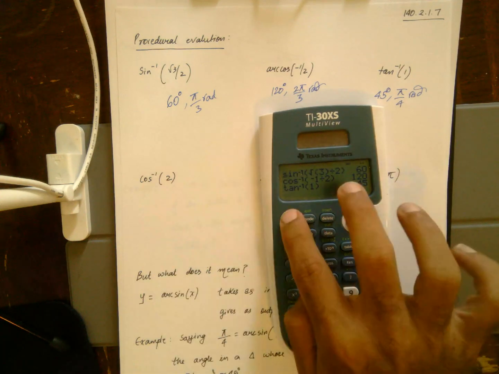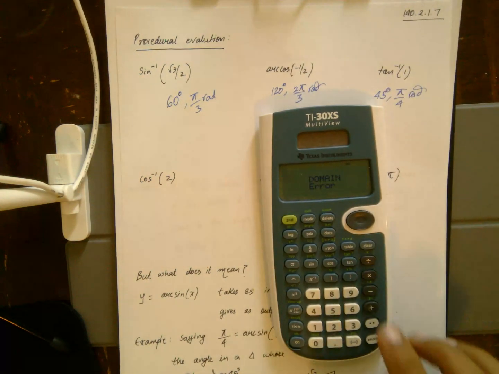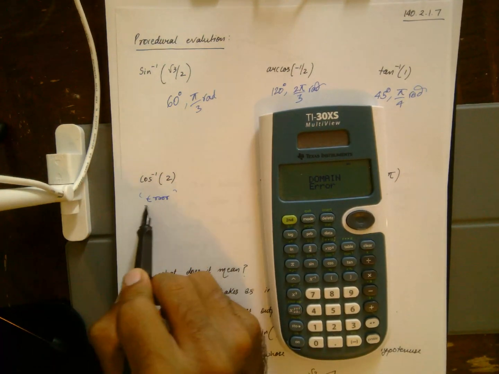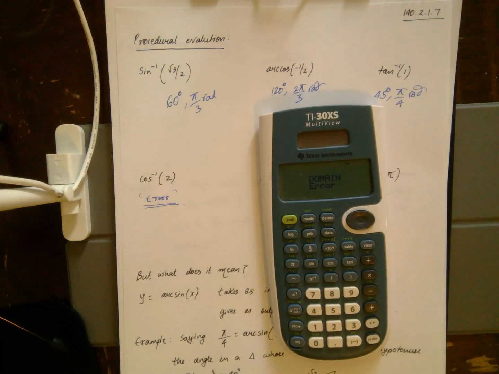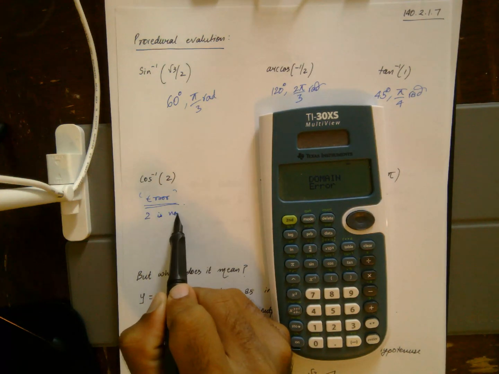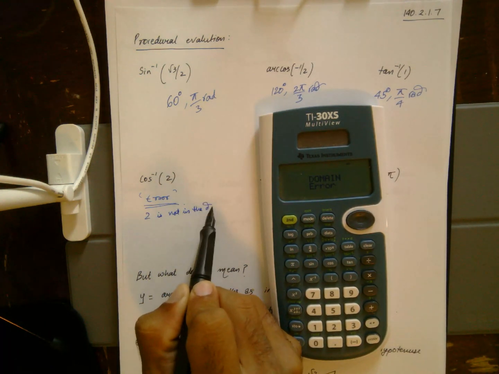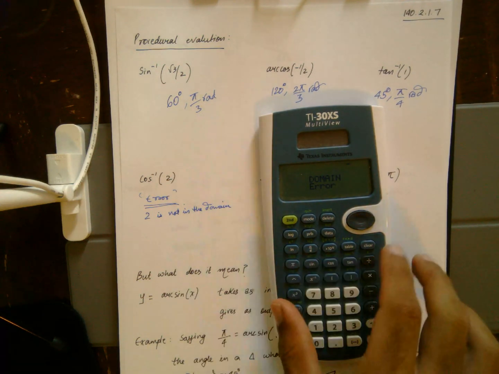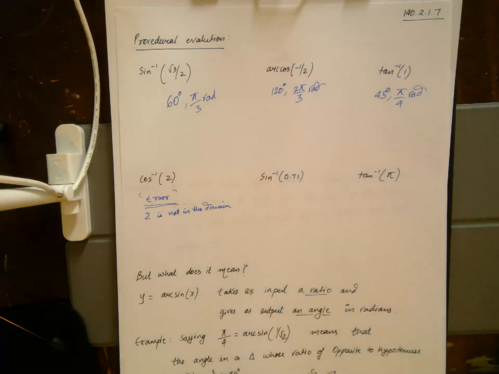What about cosine inverse 2? When you do this, you're going to get an error. Can you think of why this is an error? Why does it throw an error, and specifically, why does it say domain error? That means that 2 is not in the domain. Think about why that is the case. Okay, so that's using the calculator.